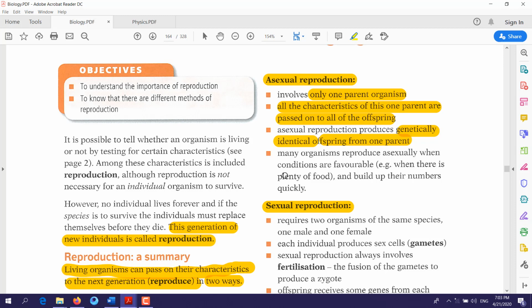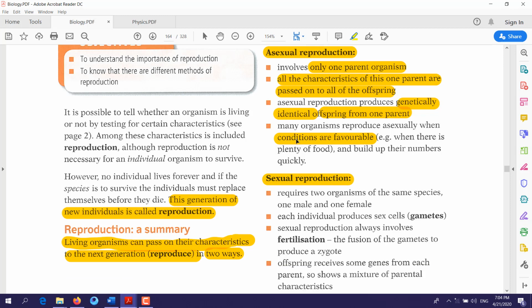Then, when will organisms reproduce asexually? Many organisms reproduce asexually when conditions are favorable. What does that mean? It means the living organism will reproduce asexually when the conditions in the environment are favorable. For example, if this organism has enough food, it will go through asexual reproduction. One more thing, this process happens fast. It will not take a long time.